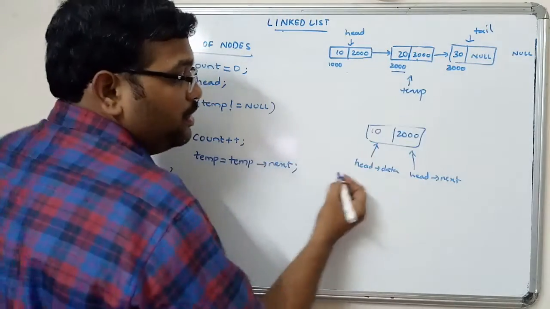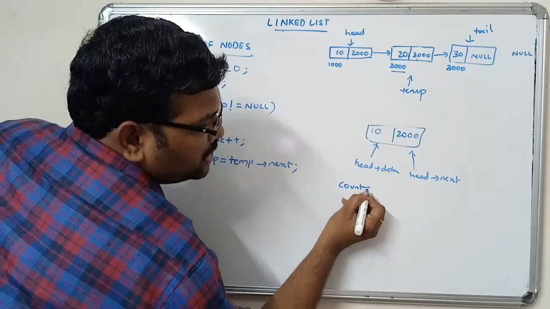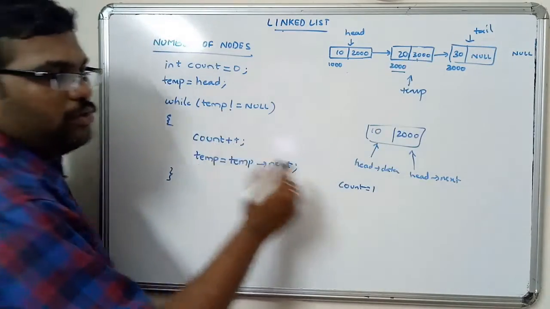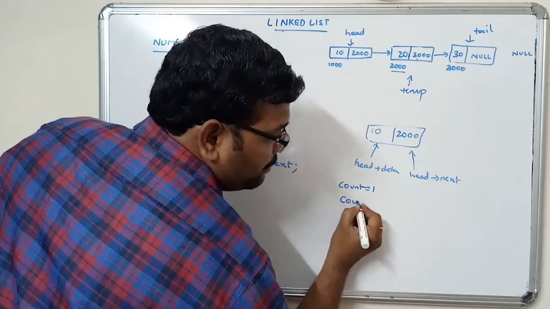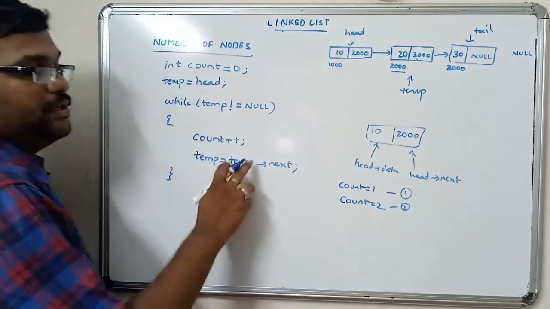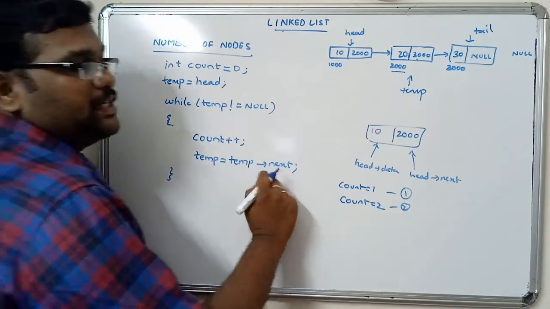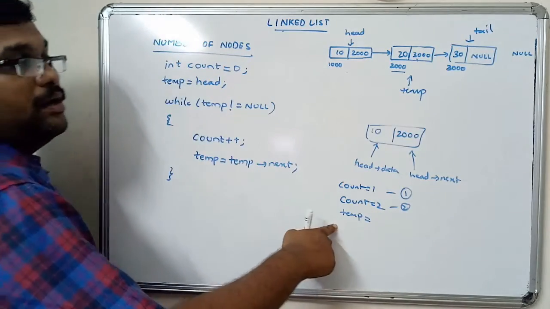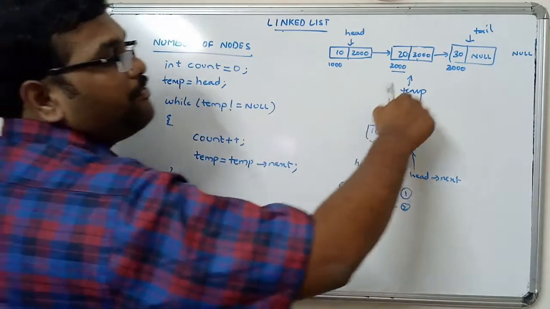So here initially count is equal to 1, and now temp not equal to null. Again, count plus plus, that means the count is equal to 2. So this is the first iteration, this is the second iteration. Again, temp is equal to temp of next. Temp of next means 3000.